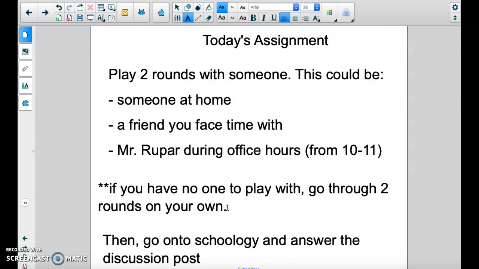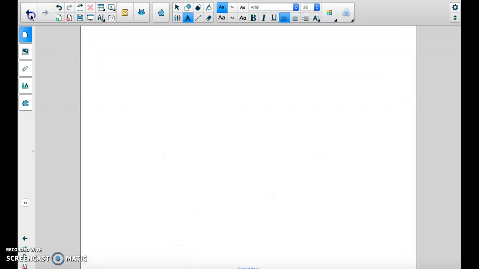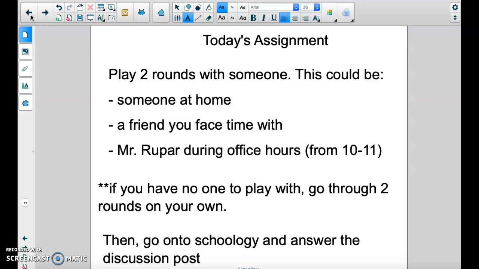Then after you've played, go on to Schoology and answer the discussion post. So that is it for today. You also have your error analysis if you haven't looked at that, and you have an optional Flipgrid that I'm hoping we are able to do.